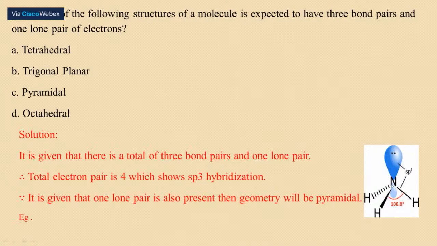Now, what is the correct answer then? C is the correct answer. Pyramidal is the answer. If there are no lone pairs, then the structure is actually tetrahedral. As you are finding lone pairs, the structure is pyramidal. Don't consider trigonal planar or octahedral, so you have to rule out these two options from this question.